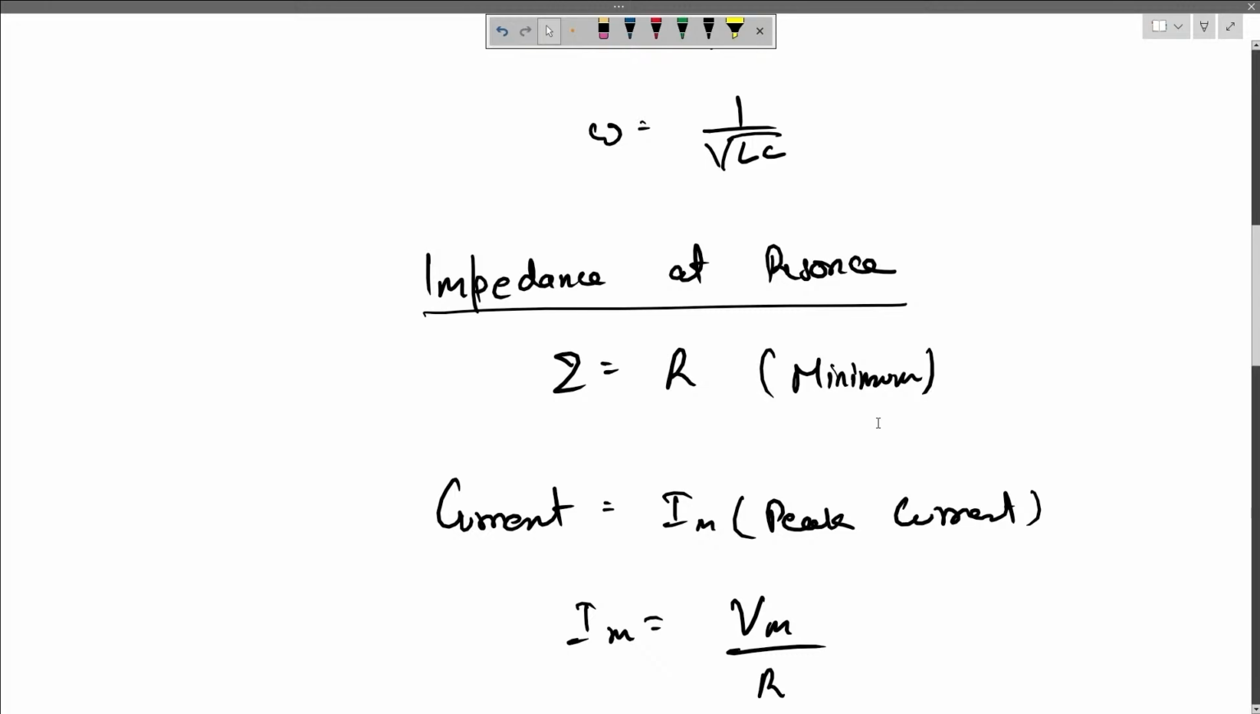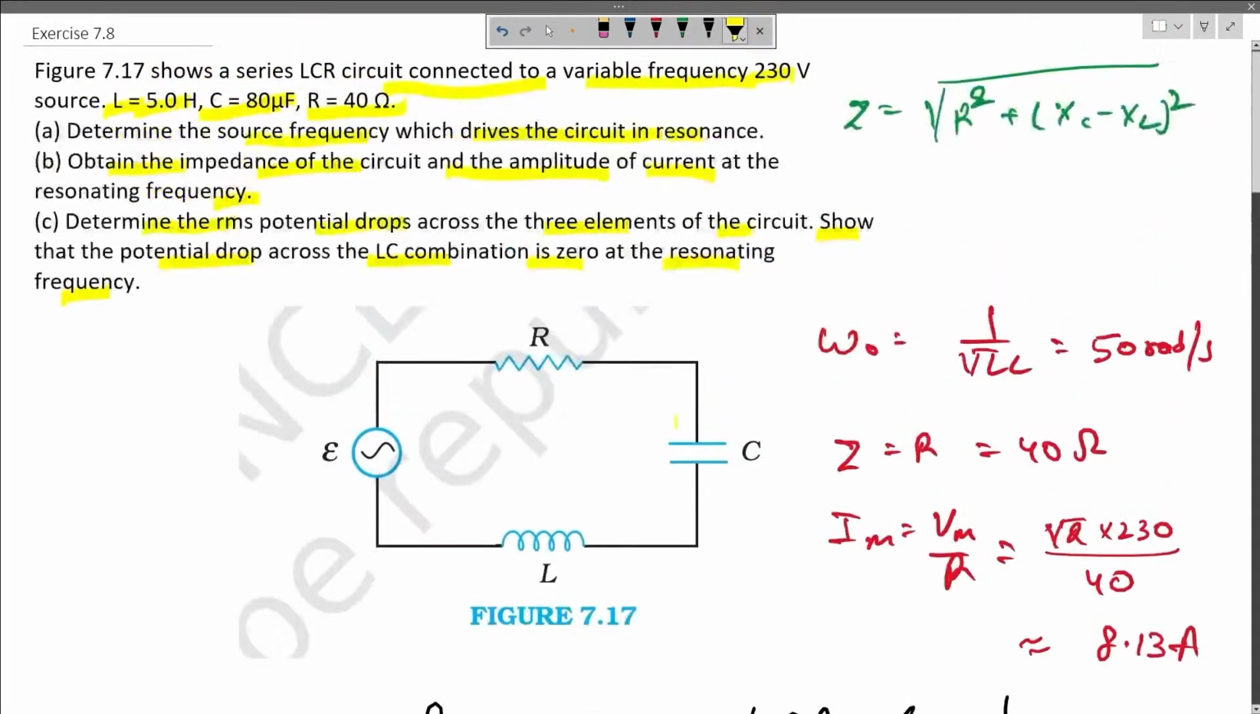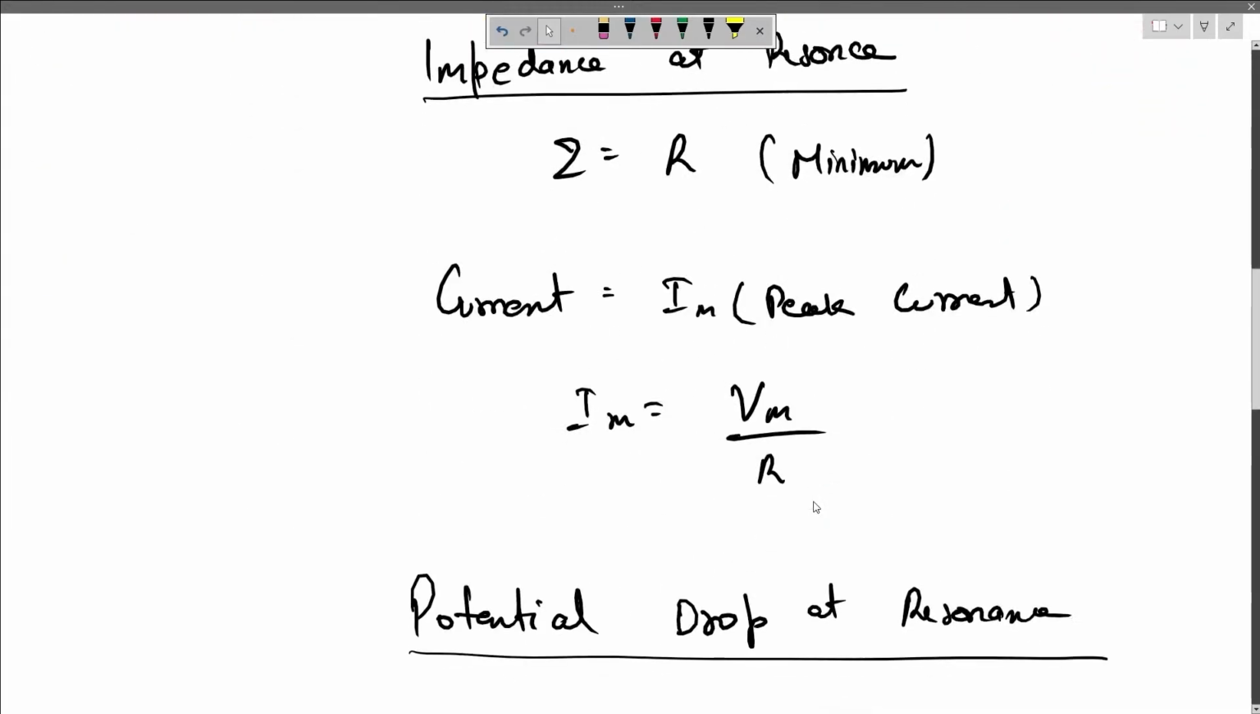And at resonance, the impedance is equal to R, because we know the formula for impedance is the square root of R squared plus (capacitive reactance minus inductive reactance) whole squared. Now at resonance XC equals XL, so this quantity becomes 0, and Z equals R. So at resonance, the impedance is equal to R.